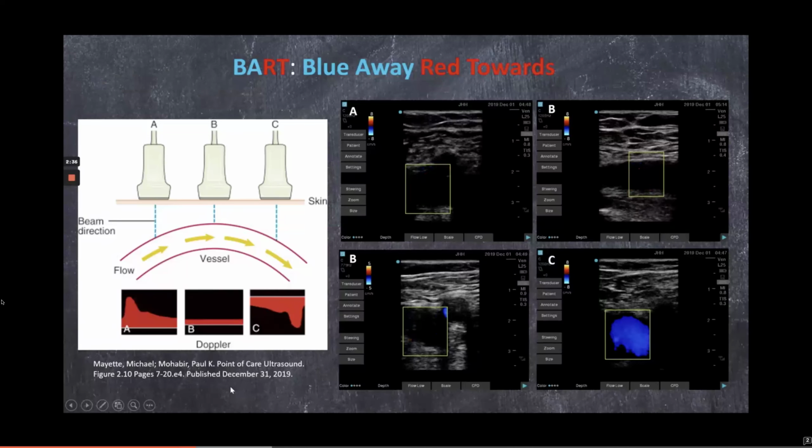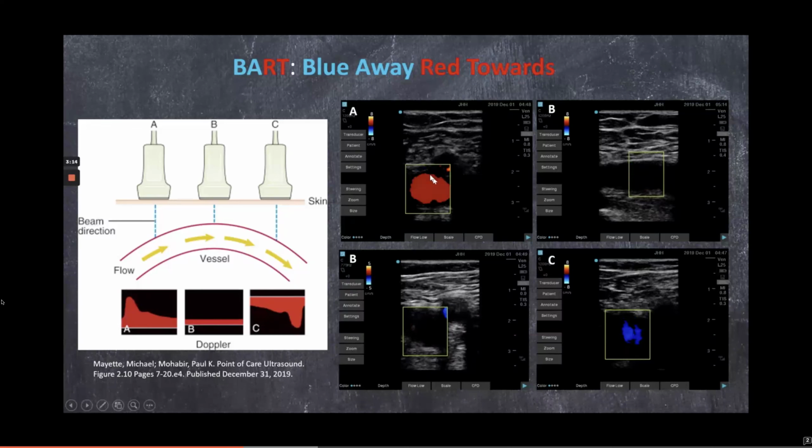Let's talk about the color. When the blood moves toward the probe, you have a positive signal, and that leads to a red color. Once again, when the probe is perpendicular to the blood flow, there's no signal. When the blood moves away from the probe, you have a negative signal and it's shown in blue. So we have a mnemonic called BART, blue away, reds toward. So the color, this does not mean artery or veins. The color just means the direction of the blood flow in relationship to the probe.